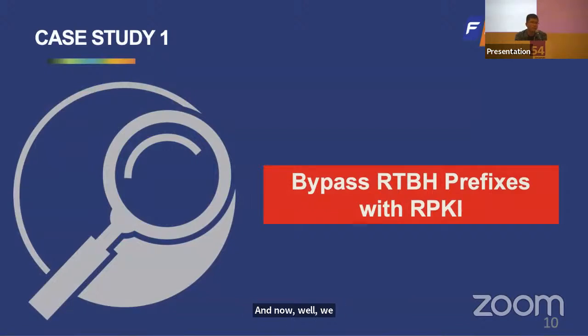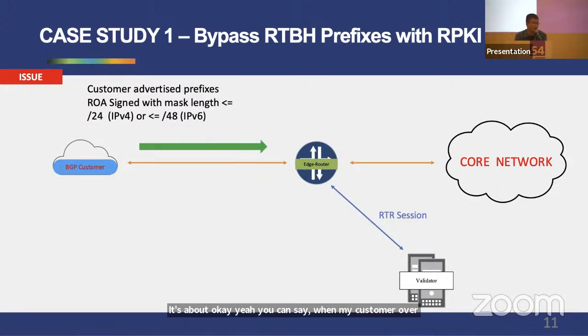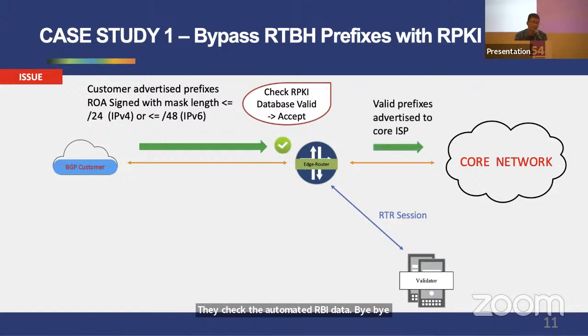And now we would like to share with everyone a case study from when we implemented RPKI. This situation is related to when we apply remote triggered black hole and RPKI in the BGP session for one customer. In the topology, you can see when my customer refreshes the signed prefix with max length up to /23 for IPv4 and /48 for IPv6, if the edge router has an RTR session with the local validator, it checks the RPKI database, finds it valid, and accepts it, then advertises to the core network as normal.